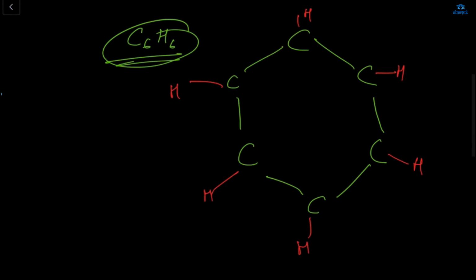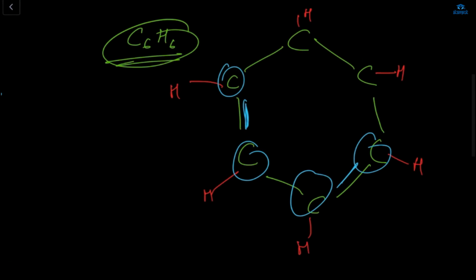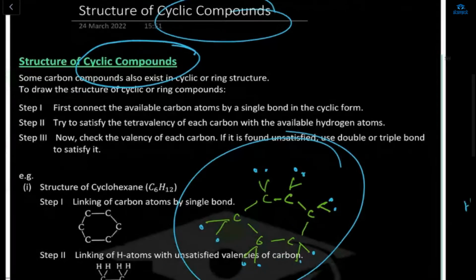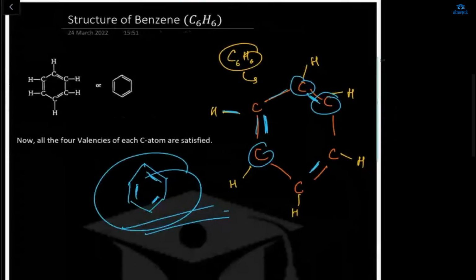So what will we do? We will add one thing. So this is satisfied. Here, this is satisfied. Here, this is satisfied. So this is the structure of your benzene. Okay, so this was your cyclic compound structure. Next, this is also done.